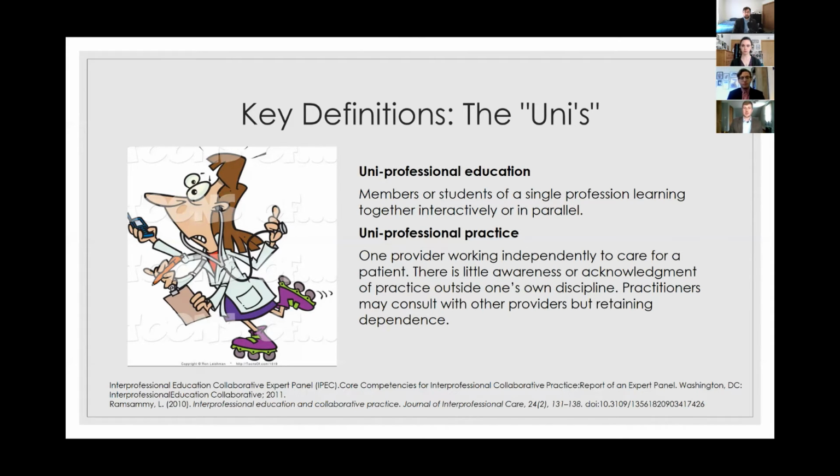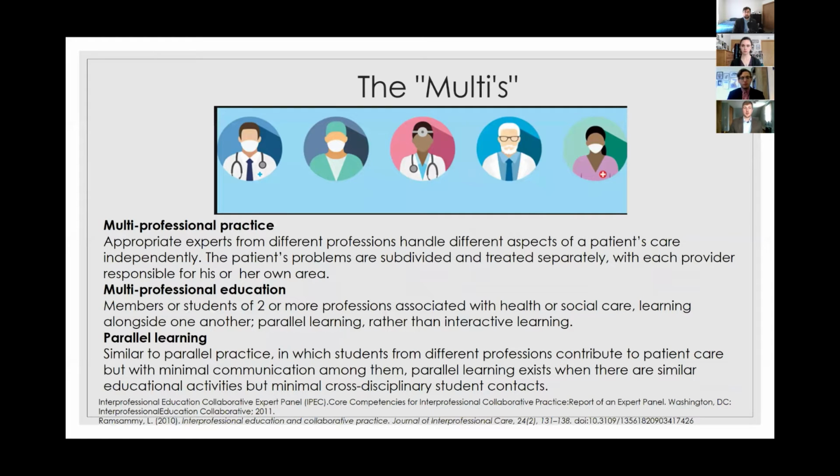The next one is multi-professional practice, education, and parallel learning. In this system, you have people learning and practicing side by side, but not necessarily collaborating. On the educational side, think more of your gen eds, the anatomy and physiology, the biologies, those kinds of things where you have a lot of different healthcare professions all learning together, but not really collaborating on patient care. And then we also see that very often in practice.